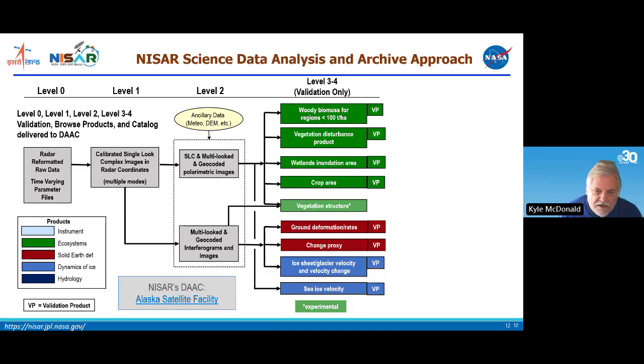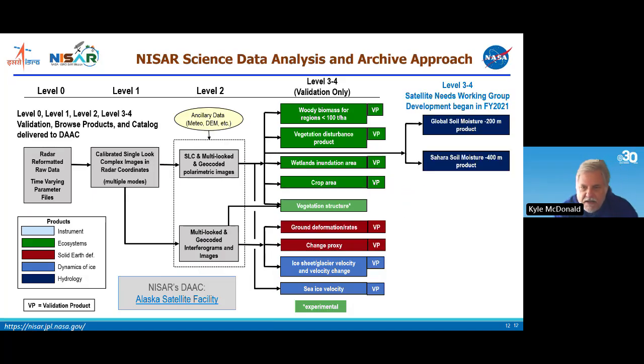And from the interferometric radar side, we're looking at ground deformation and rate changes in ground deformation, looking at change proxies for looking at things like damage mapping and things of that sort. Ice sheet velocity and glacier velocity, so the speed at which glaciers are moving and the rate at which the great ice sheets are changing as well. There's also an experimental vegetation structure component that is combining both the polarimetric capability and the interferometric SAR capability. Now, the Satellite Needs Working Group, which is an advisory group that NASA has assembled, has tasked NISAR with producing a soil moisture product globally.